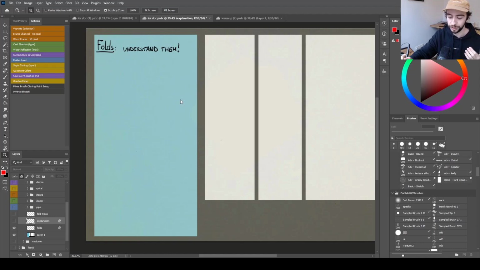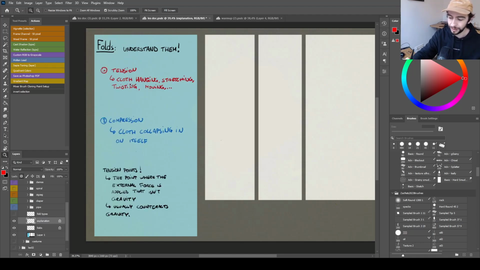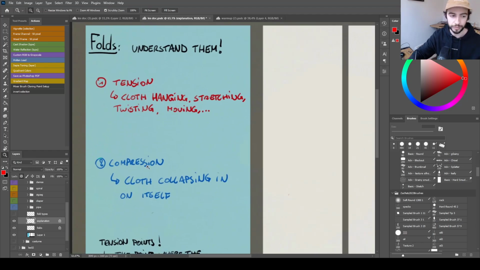Now, in order to understand folds, there's a couple of general ideas that we want to focus on. The first idea is the differentiation between tension and compression. Tension is mostly when the cloth is, for example, hanging on a single thread or a wire. You're holding it yourself and the cloth is hanging down. That's creating tension between point A and point B. So, for example, I have my sweater. Well, of course, if it's pulling apart, that's going to create tension. But even just passively, my sweater hanging from my shoulders also has tension.